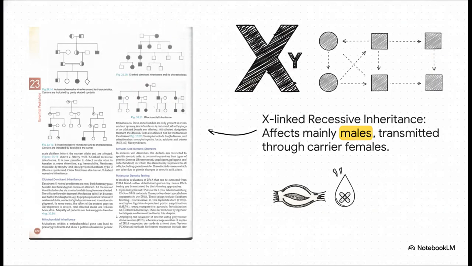And our third major pattern is X-linked recessive. The key feature here, it almost always affects males. And why is that? Well, because males only have one X chromosome. The condition is usually passed from an affected grandfather through his carrier daughters to half of his grandsons. Classic examples are things like Duchenne muscular dystrophy and hemophilia.